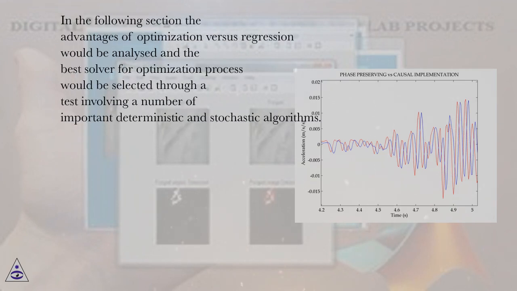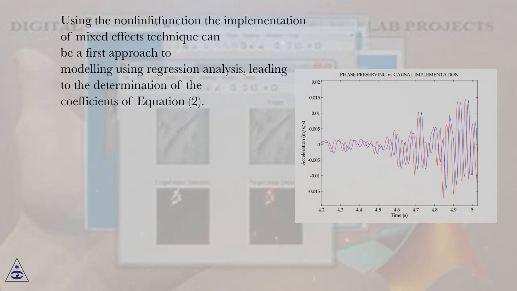In the following section, the advantages of optimization versus regression will be analyzed, and the best solver for the optimization process will be selected through a test involving a number of important deterministic and stochastic algorithms. Using the nlmefit function, the implementation of the mixed effects technique can be a first approach to modeling using regression analysis, leading to the determination of the coefficients of equation 2.